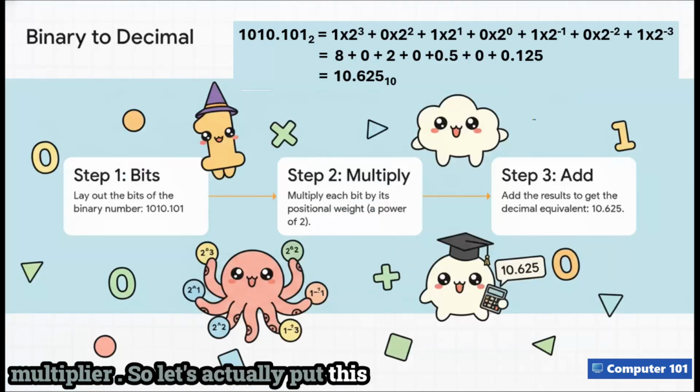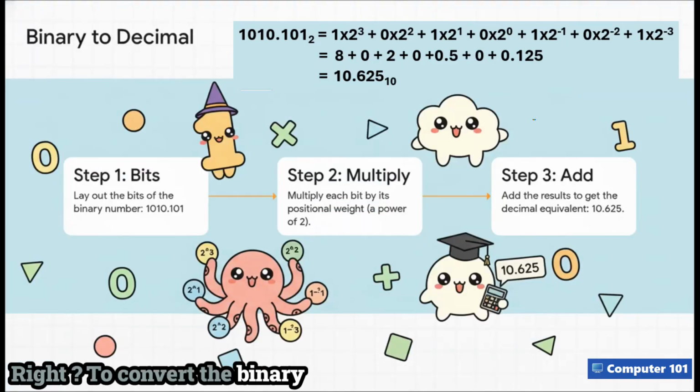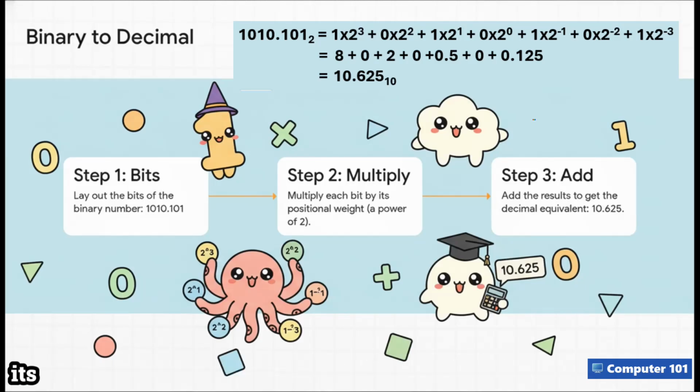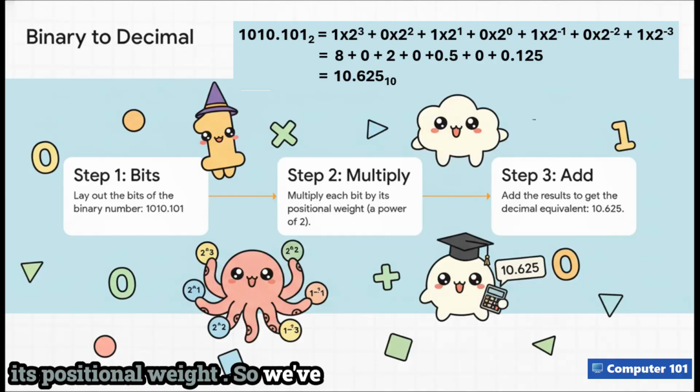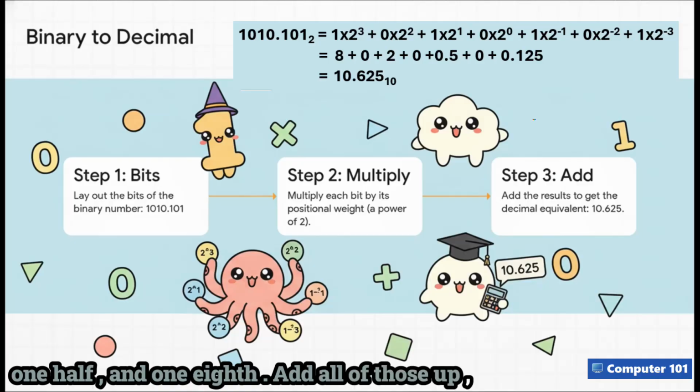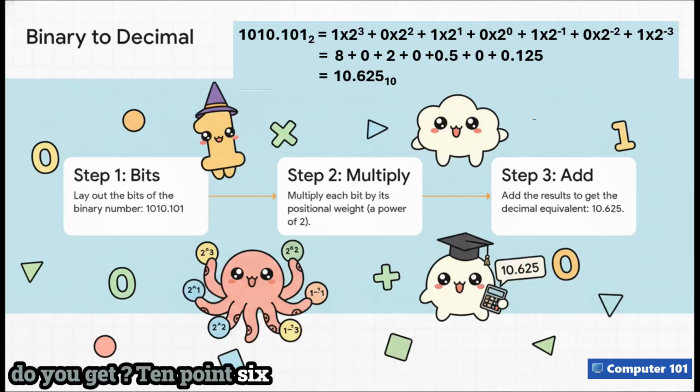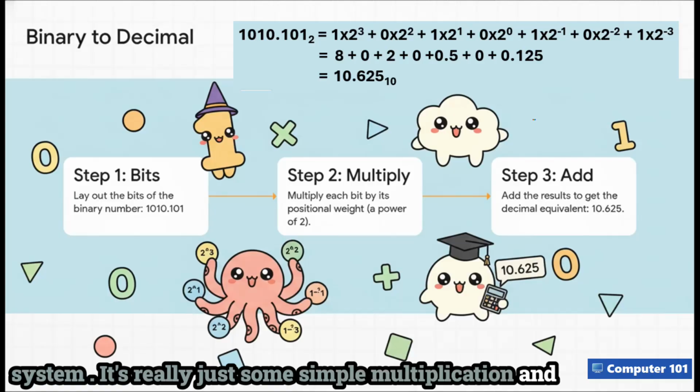So let's actually put this into practice, right? To convert the binary number 1010.101, all we do is multiply each digit by its positional weight. So we've got 8, 2, 1/2, and 1/8. Add all of those up, and what do you get? 10.625 in our decimal system. It's really just some simple multiplication and addition.